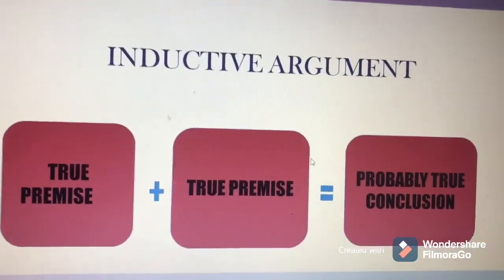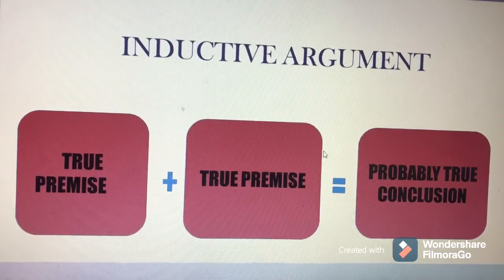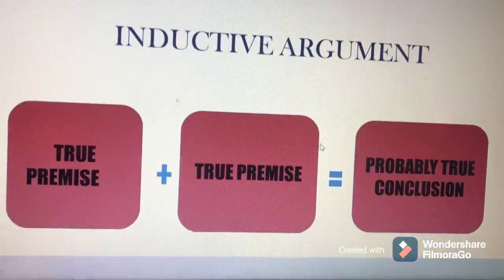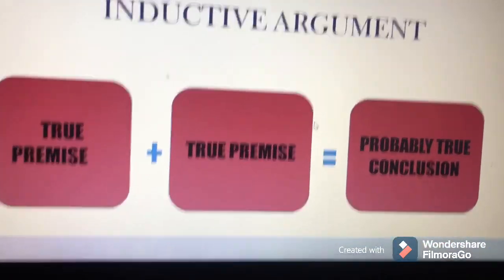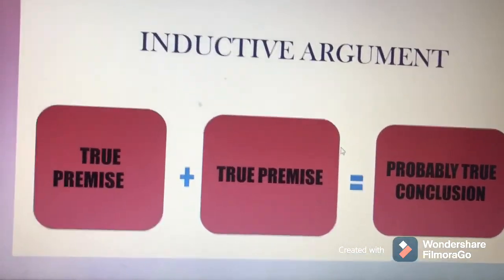In inductive argument, true premise plus true premise is probably true conclusion. There is the word probably because it is not guaranteed to be true.